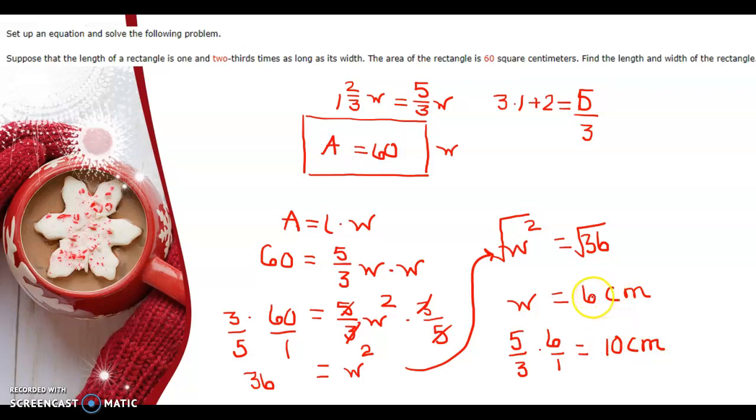And you can test it out. Length times width, 6 times 10 is 60. That works. And then see if when you multiply 5/3 times your width, 6, you do in fact get 10. And we did. So our dimensions are width of 6 and length of 10 centimeters.